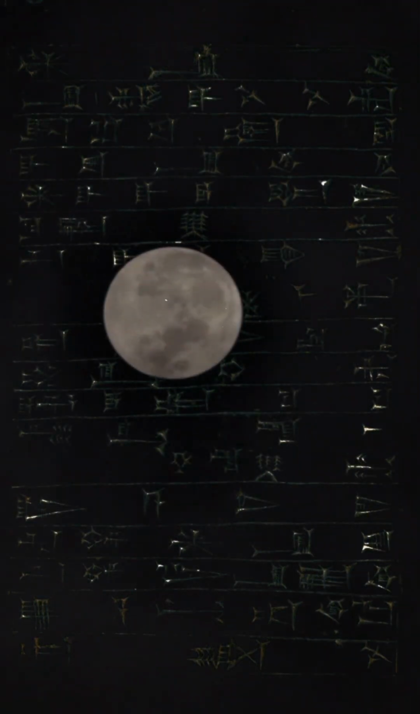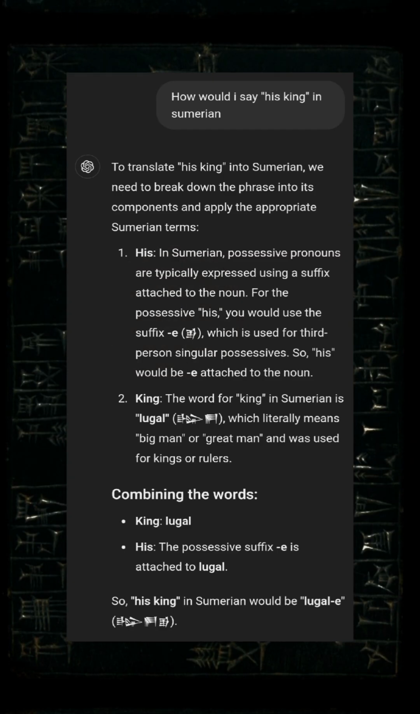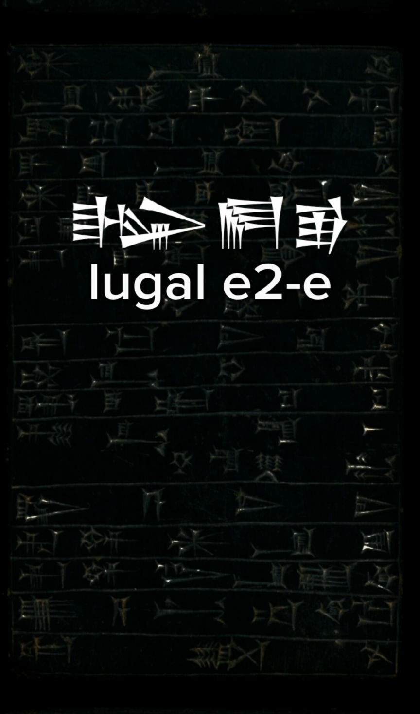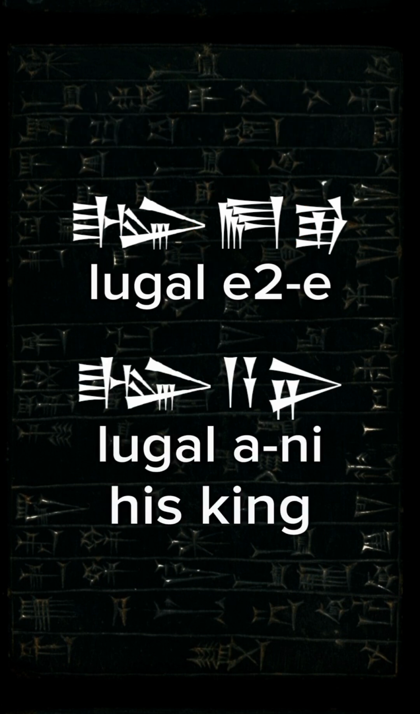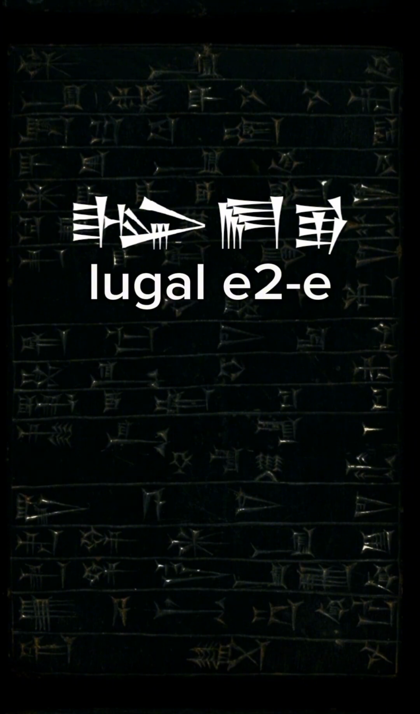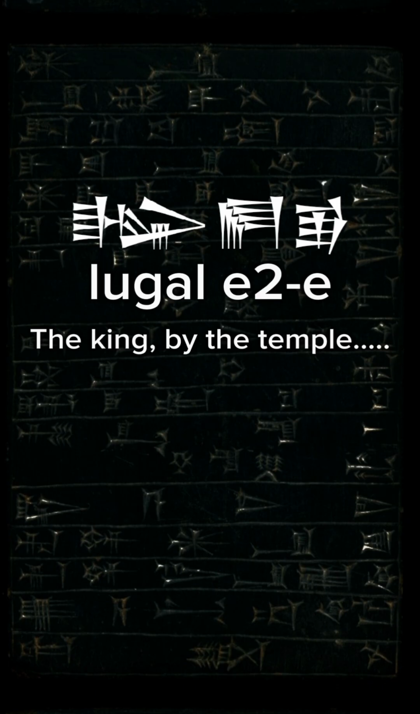So, for the last question, I thought I would make it really easy. So I asked, how would I say "his king"? Giving me this, Lugale, which is again incorrect. So here it's chucked in the sign for temple for whatever reason. It's not needed. This says Lugal Ee, which certainly doesn't say "his king". His king is Lugal Ani. If I had to translate this, it's almost like a fraction of a sentence. I would translate it "the king and then by the temple", and then the rest of the sentence would be missing. It doesn't make any sense really.